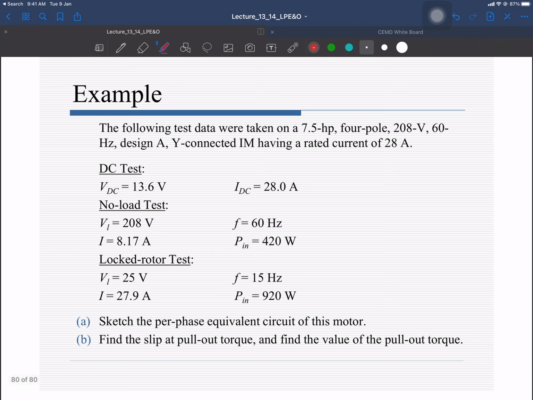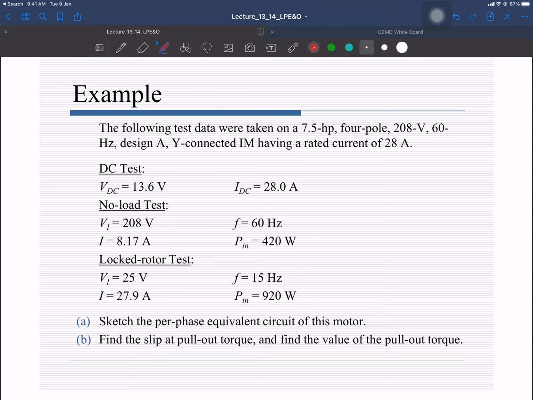So here is the data. You should try to solve this example yourself. We have the DC test data, no load test data and the locked-rotor test data. So you are supposed to sketch the per phase equivalent circuit of this motor and you are supposed to find out some machine parameters. So that you can consider as an assignment for you.